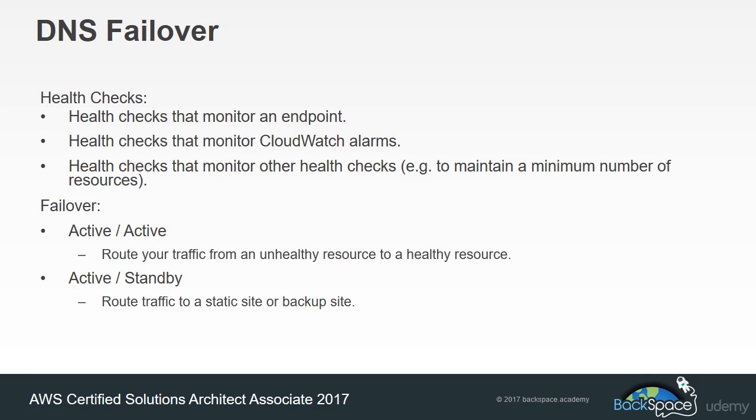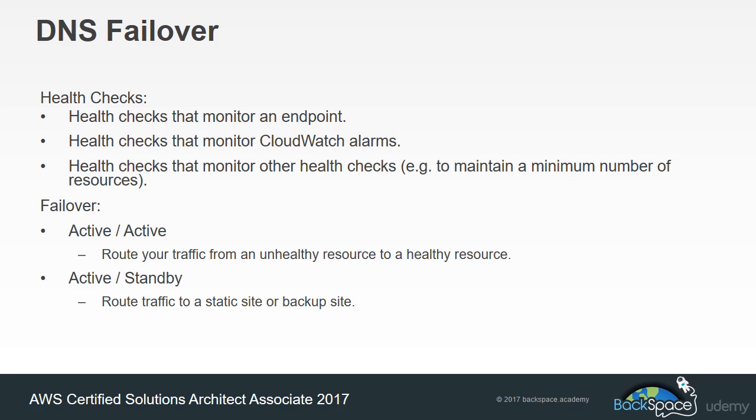So there are different types of failover strategies that you can implement. The first one being active-active failover strategy, and that is where you would route traffic from an unhealthy active resource to a healthy active resource. We also have active-standby strategy, and that will route traffic from your unhealthy resource to a static site or a backup site.